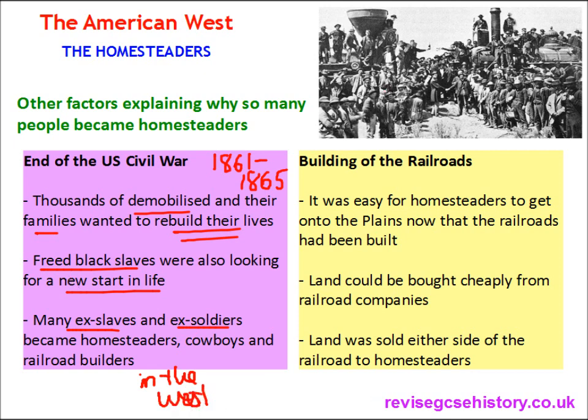Building of the railroads is also another factor which explains why so many people became homesteaders, and for 2 main reasons really. The railroads meant that it was easy for the homesteaders to get onto the plains, and also land could be bought cheaply from railroad companies. So the railroad companies bought the land either side of a railroad when they built the railroad, and they didn't really need this land, so they sold land either side of the railroad very cheaply to the homesteaders.